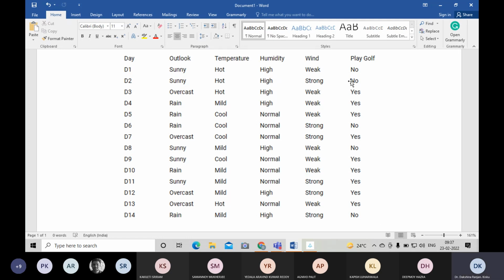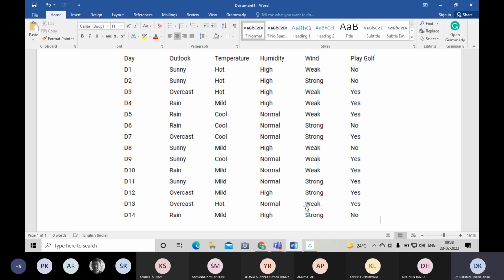How many weak values are given? Let us calculate: 1 2 3 4 5 6 7 8. So we can get 8, total 8. And if we calculate the strong, out of 14, 8 is having weak value, and out of 14, 6 is having a strong value.